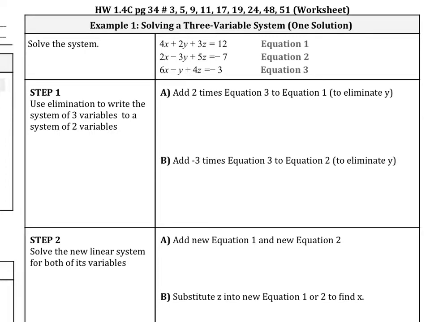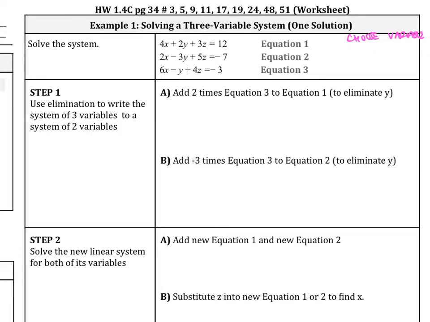So let's solve an example, one example. So we have the system of 3: 4x plus 2y plus 3z equals 12, 2x minus 3y plus 5z equals negative 7, and 6x minus y plus 4z equals negative 3. The very first thing that you need to do, other than step 1, is choose which variable you're going to eliminate. So let's take a look at it.